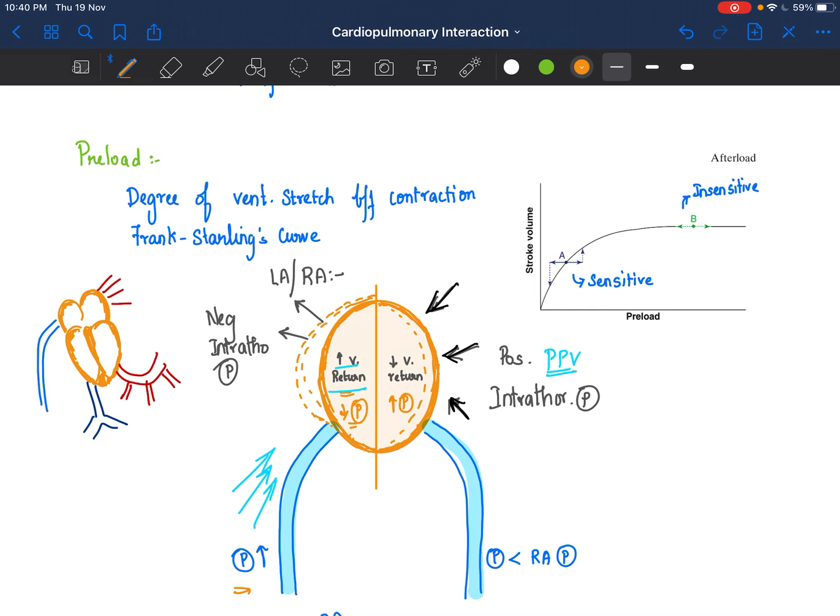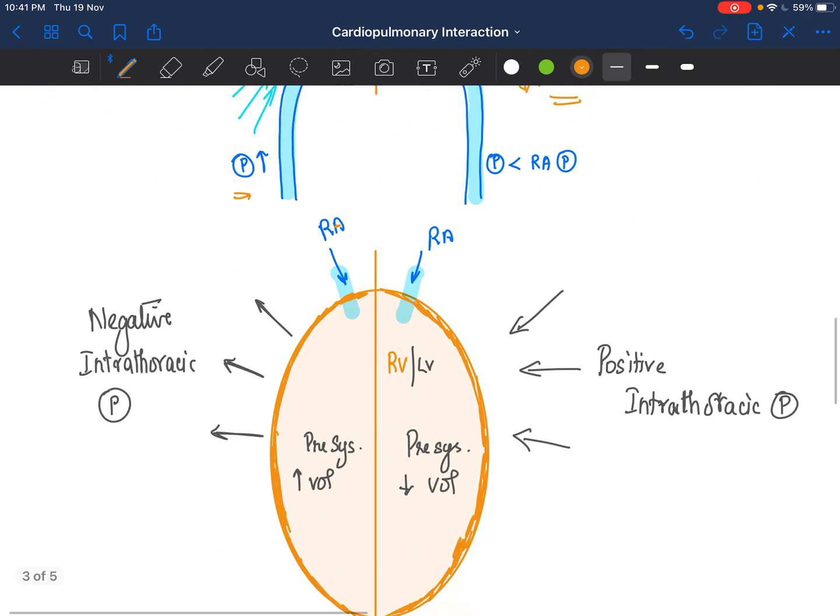From a higher resistance area to a lower resistance area. If the pressure is too much on the incoming area, the right atrium, how do you expect the veins to empty completely here? So, you end up actually reducing the preload. Okay. So, positive pressure ventilation reduces the preload to the right atrium.